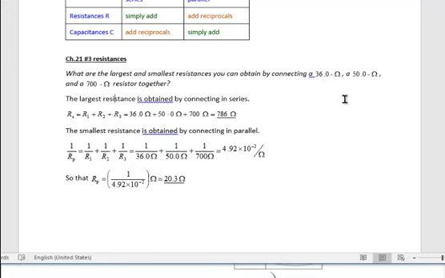I'm going to show you that in a calculator in just a moment. By the way, I cannot fix that either. I don't like that little dash in there. I would just write 36.0 ohms and leave the dash out because it looks like a minus, which it's not.